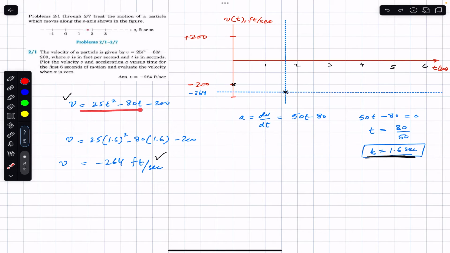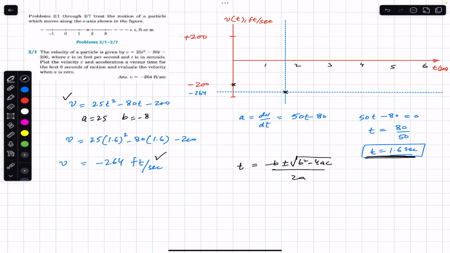Now if we equate this equation to 0, we will be able to find the time at which the velocity will be equal to 0 if we find the roots of this quadratic equation. We can find the roots by applying the quadratic formula. So t will be equal to minus b plus or minus the square root of b squared minus 4ac, divided by 2a. Now a is equal to 25, b is equal to minus 80, and c is equal to minus 200.